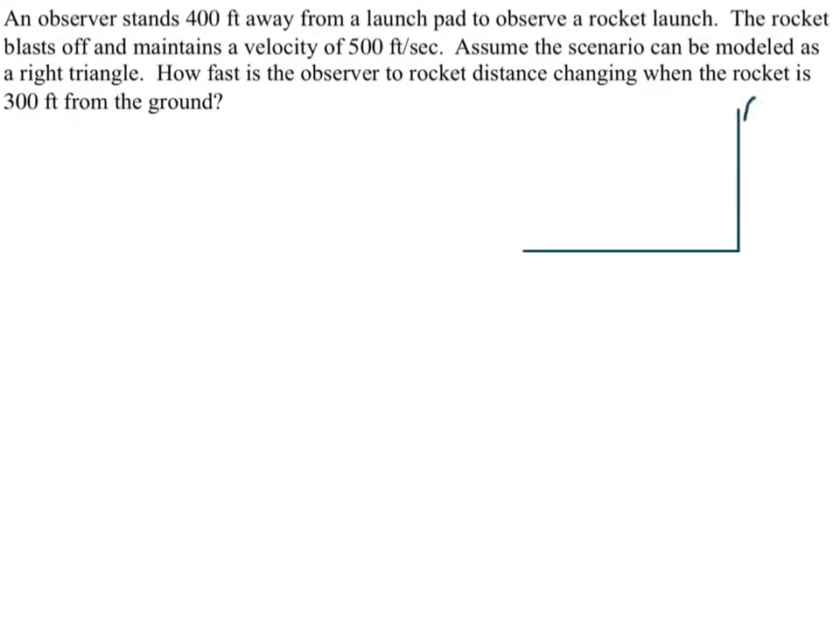So let's go ahead and draw a picture of this. We've got a rocket being launched, and we're an observer standing, looks like 400 feet away, and I'm looking to try to find how fast the observer to rocket distance is. That would be the hypotenuse on this triangle. So I'm going to go ahead and label what I know. So I know it's 400 for the base. That's not changing. I'm not moving closer or farther away.